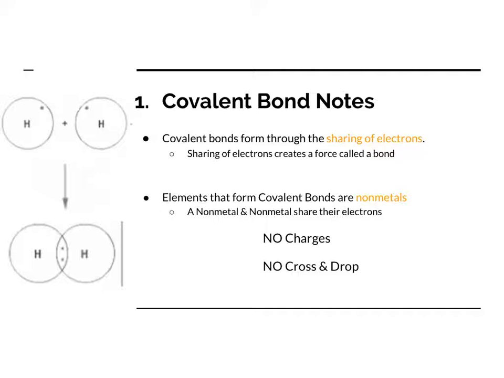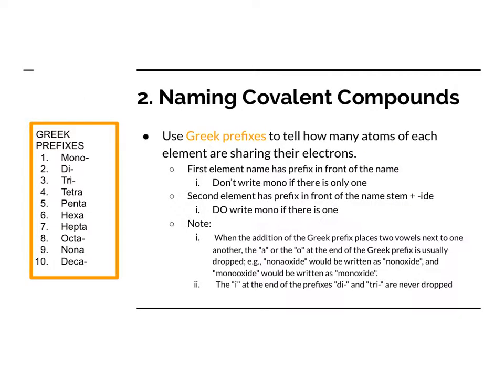If you take a look at the picture on the left, you'll notice that there are two hydrogen elements. Those two atoms each have one valence electron. However, when they form a covalent bond, what happens is they mutually share those in order to complete their valence electron shell.